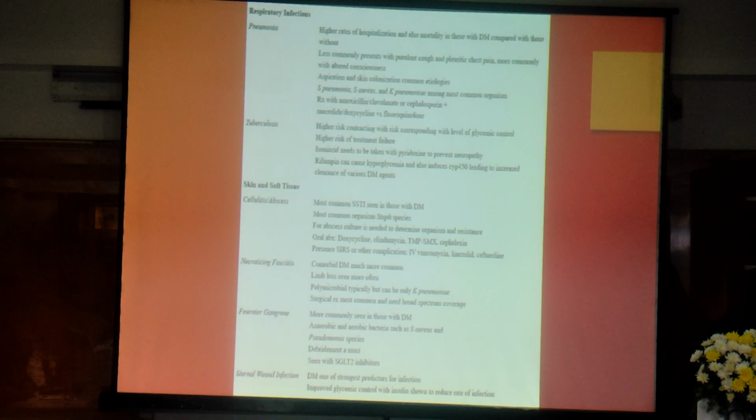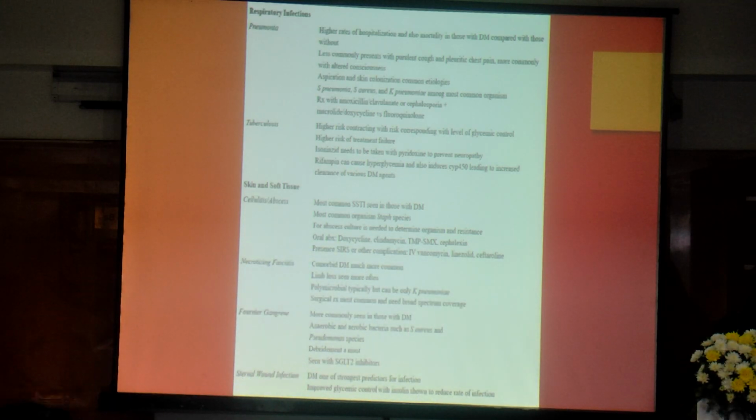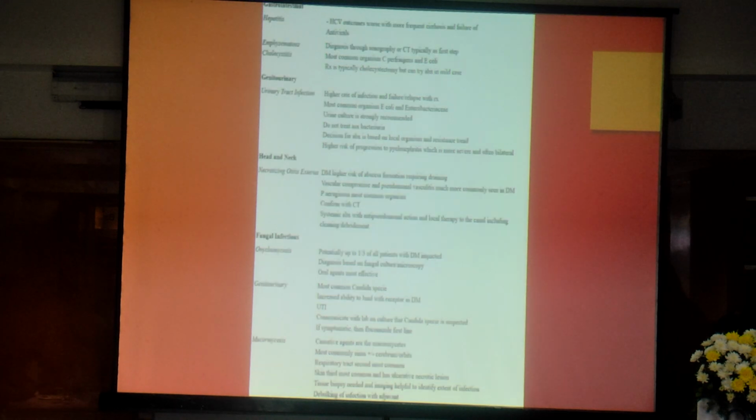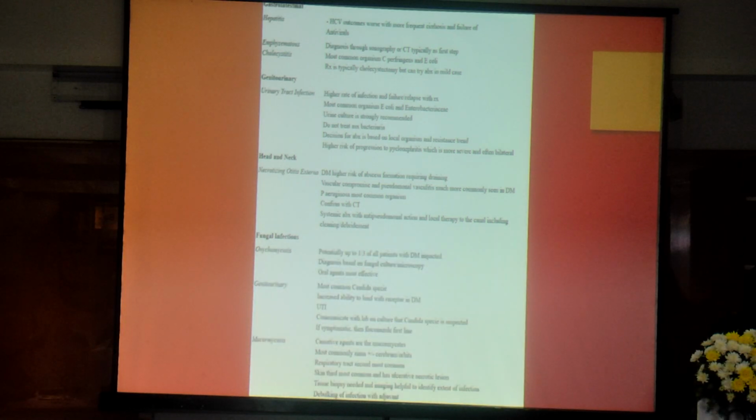In terms of skin and soft tissue infections, we know cellulitis, abscess, and necrotizing fasciitis are very common. Sternal wound infection, in fact, is pathognomonic: if a person has diabetes, they may definitely have this infection. Fournier's gangrene also has been noted along with SGLT2 inhibitor use, but a strong causative association has not been noted. Moving on, again hepatitis and emphysematous cholecystitis, all these have to be seen in terms of the effect on liver function, because if that is impacted, then again the use of oral anti-diabetic agents may be impacted.